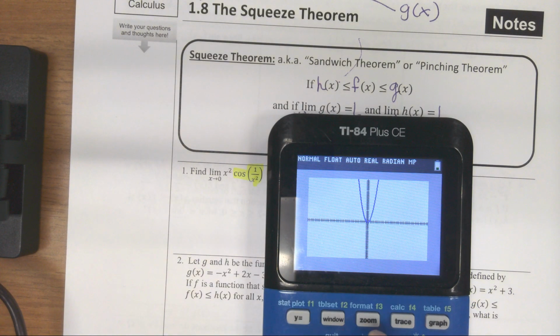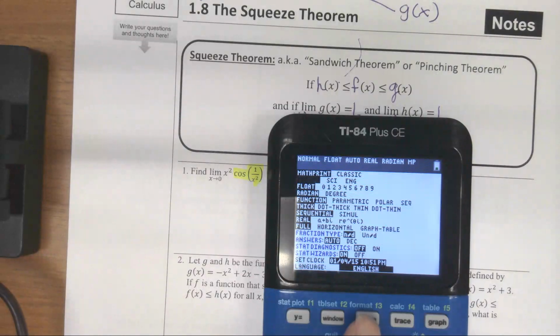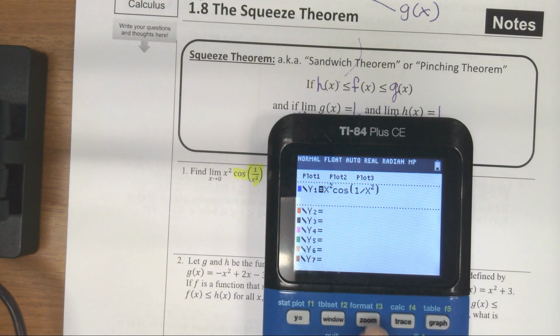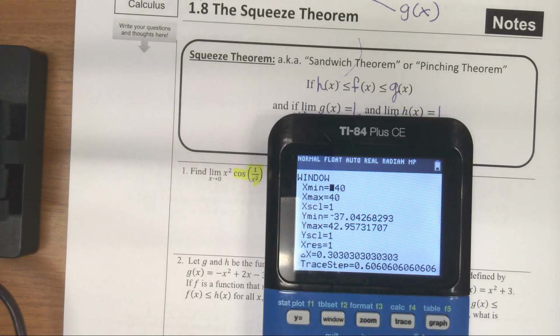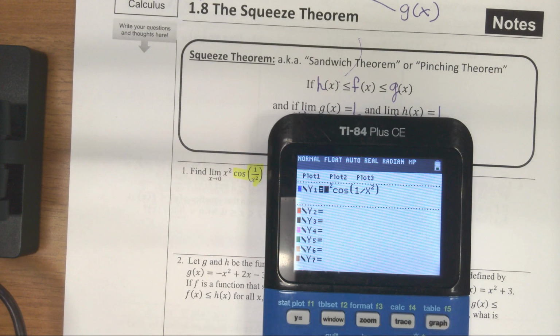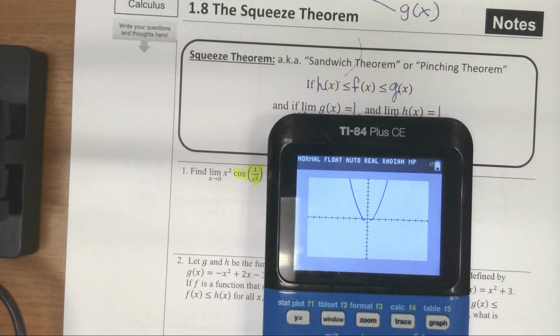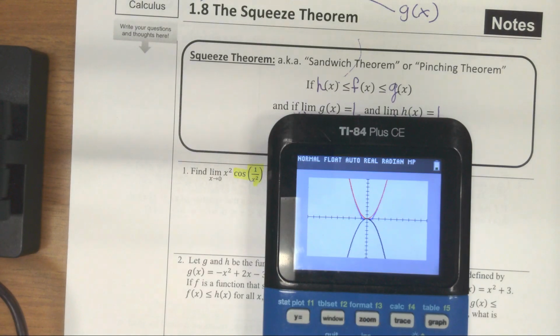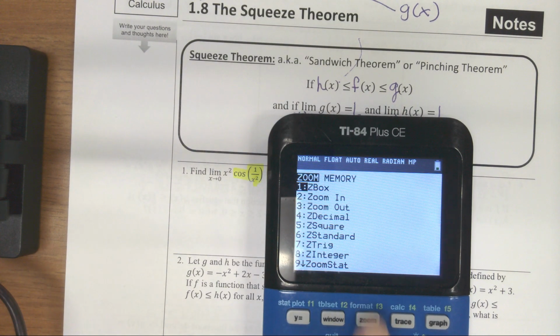Uh-oh. I had to reset this, and I wonder if I'm in degree now. No, I am not. Okay. Let's do zoom 6 again. Okay. I'm going to also put down here, so we have x squared, negative x squared. Okay. So I don't know if you see that blue curve, so let me zoom in.